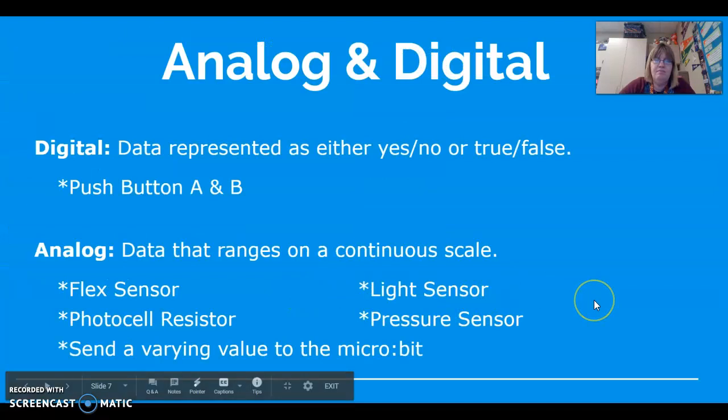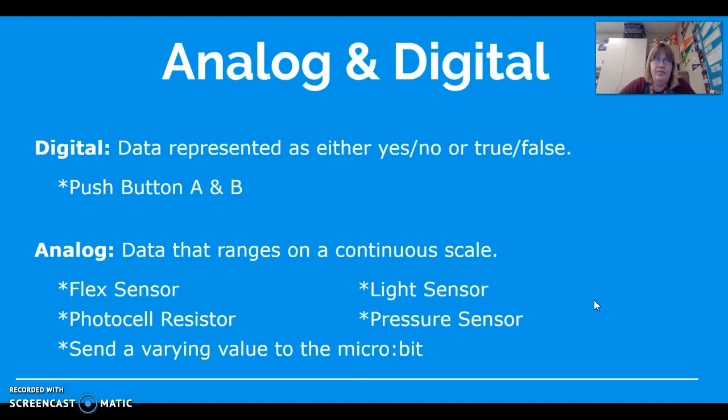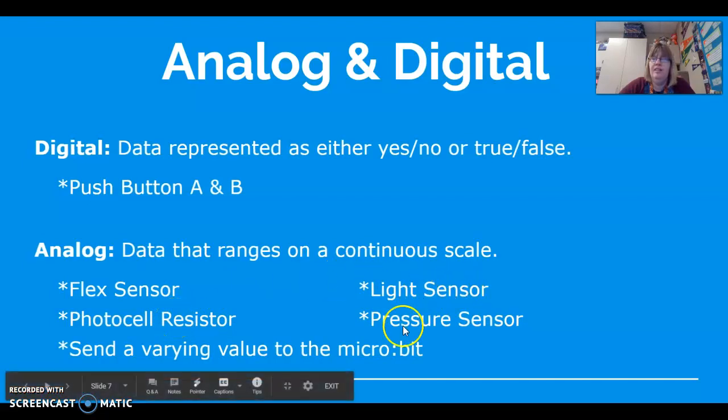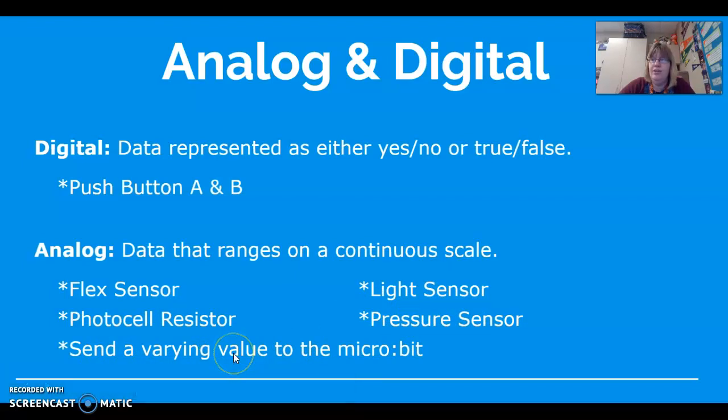I have this review sheet here for you to look at, analog and digital. Digital data is represented as either yes or no, true or false, on or off. Here we have the push buttons. Those are an example of digital. Analog is data that ranges on a continuous scale. There are several different analog inputs that we're going to use on the microbit: the flex sensor, the photocell resistor, the light sensor, and the pressure sensor. And like I said, they all send a varying value to the microbit.